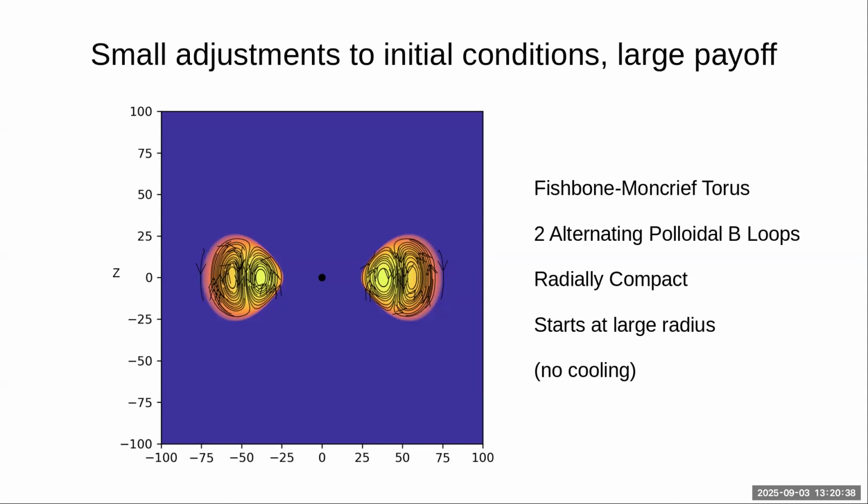Yeah, so the question is, where is the inner edge of the torus? And here, the two fundamental Fishbone-Moncrief parameters are, let's see if I can remember this, 23, and I think the pressure maximum is near 40. Yeah, so these are actually 37. And so those choices allow it to be not a huge torus.